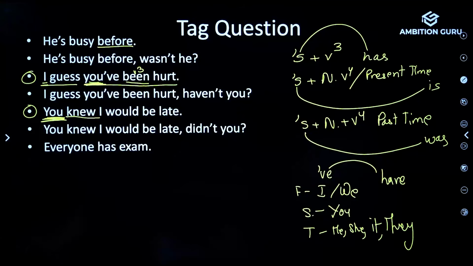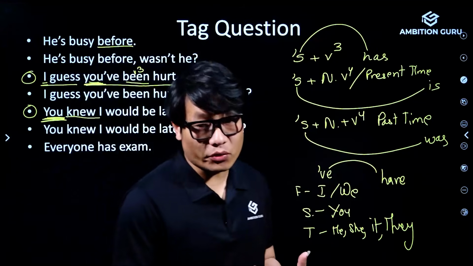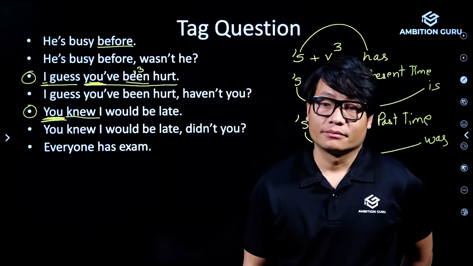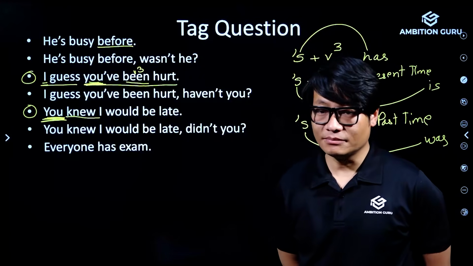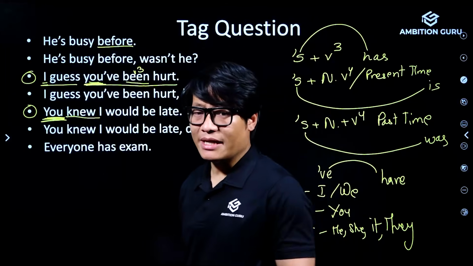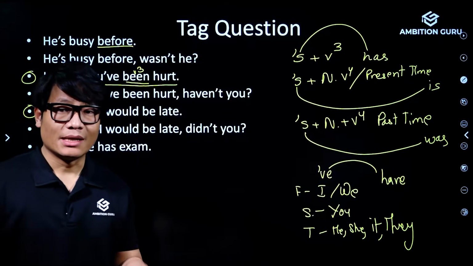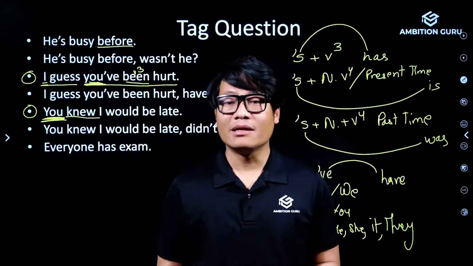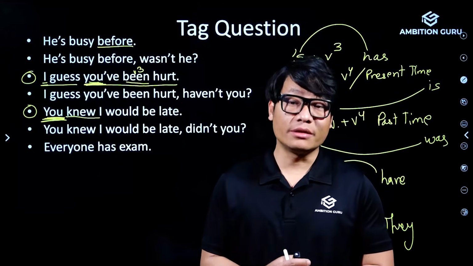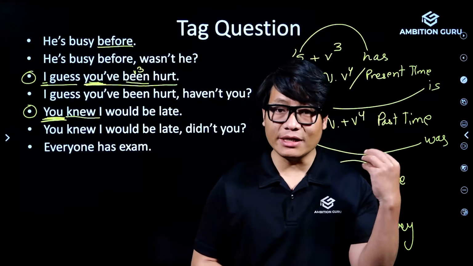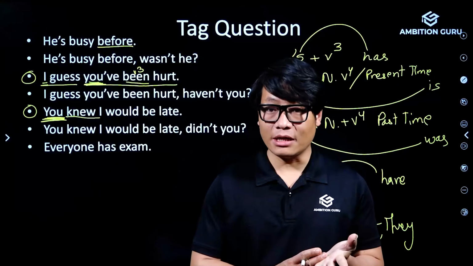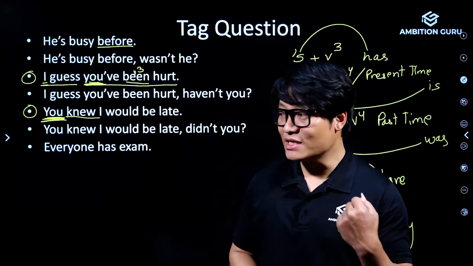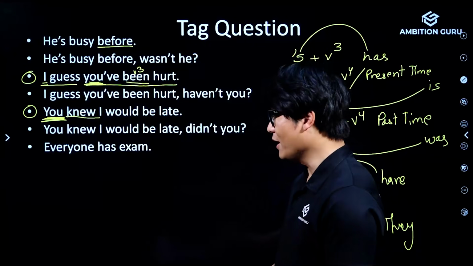Okay, next question. Everyone has exam. Now, what's the tag question? Everyone has exam. I can see very good answers, but I can also see mixed answers. Some are sending me hasn't they, others are sending me haven't they, and some of you are sending me don't they. So which is right? I can see three answers: don't they, hasn't they, and doesn't they also. Let me tell you very well.